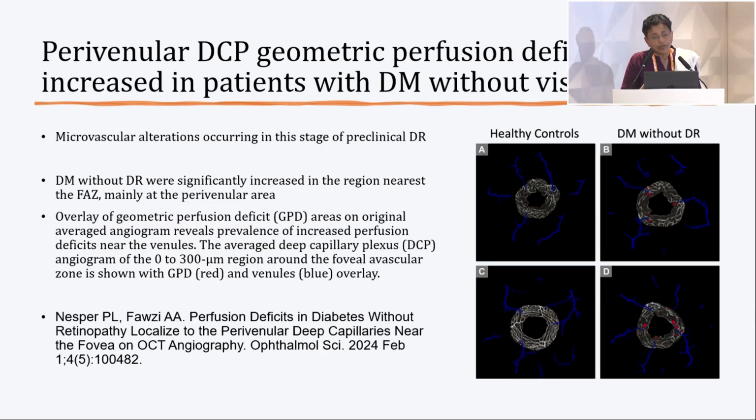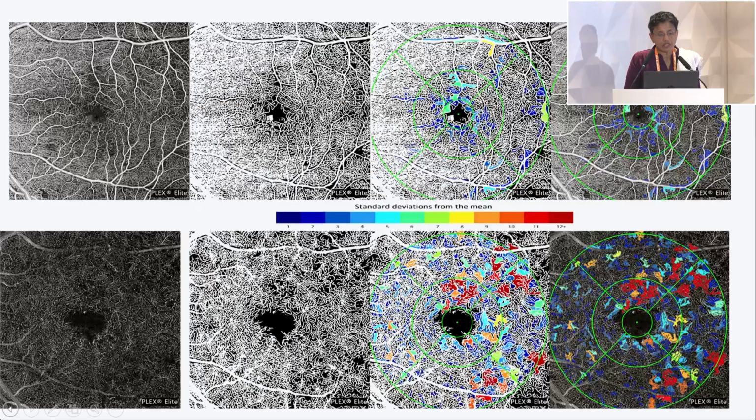So this is Amani Fawzi's work. She showed that actually it's the deep capillary plexus perivenular area of non-perfusion that is the first sign of capillary non-perfusion, even before the patient develops the first microaneurysm in the retina. So actually the drop-off is quite early, and therefore if you're to do preventive treatment, it has to be really, really early. I know we can't do anti-VEGF or intravitreal injections as preventive therapy, but if you have oral drugs or topical drugs, maybe this is the time you have to start the treatment.